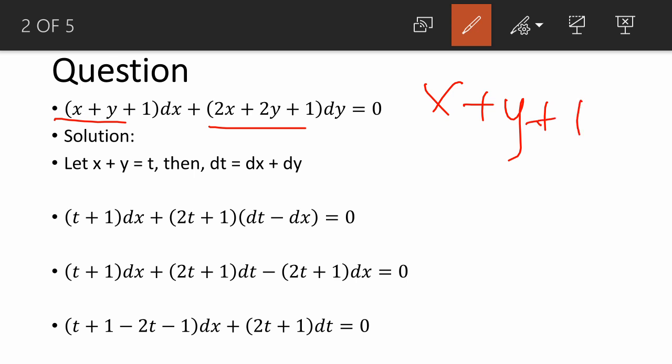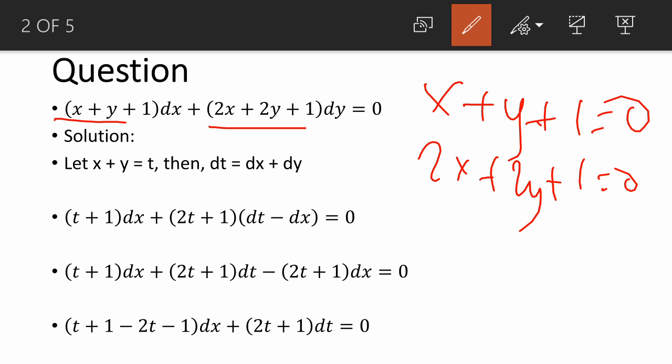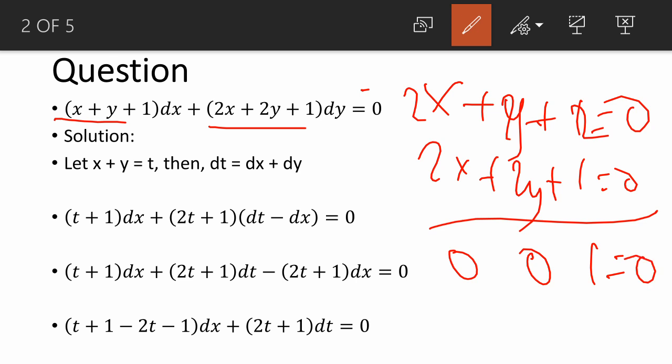When you say x + y + 1 = 0, and you have 2x + 2y + 1 = 0, now if we multiply the whole of equation 1 by 2, we get 2x + 2y + 2 = 0. If we subtract, 2x minus 2x is 0, 2y minus 2y is 0, 2 minus 1 is 1, so we get 1 = 0, meaning that there is no solution to that. So how do we treat a case like this?